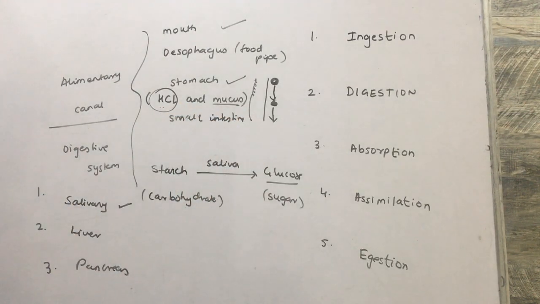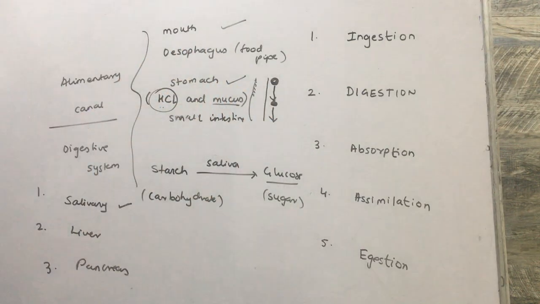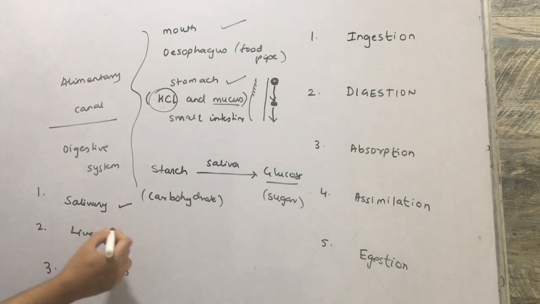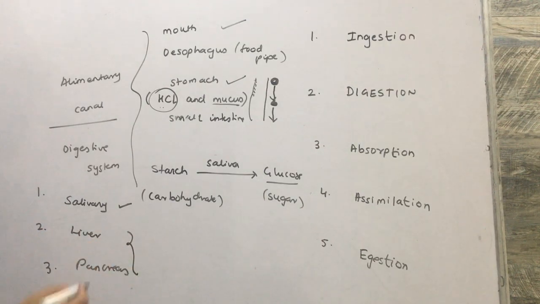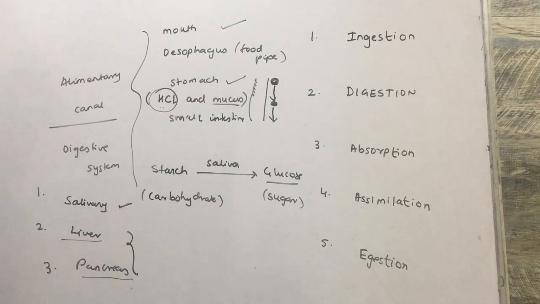Now the semi-digested food will enter the small intestine. It is here in the small intestine that the digestion of various components of food is completed. So the maximum digestion takes place in the small intestine. The liver and pancreas, as I said, are two other glands which will come into action now, that is the liver gland and the pancreas gland.